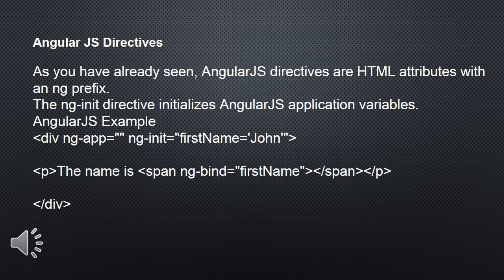We are going to discuss the following directives: ng-app - this directive starts an AngularJS application. ng-init - this directive initializes application data. ng-model - this directive binds the values of AngularJS application data to HTML input controls. ng-repeat - this directive repeats HTML elements for each item in a collection. ng-app directive. The ng-app directive starts an AngularJS application.